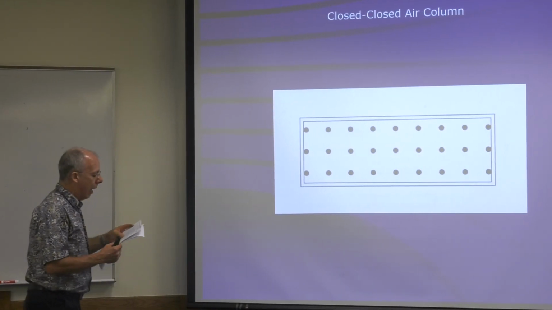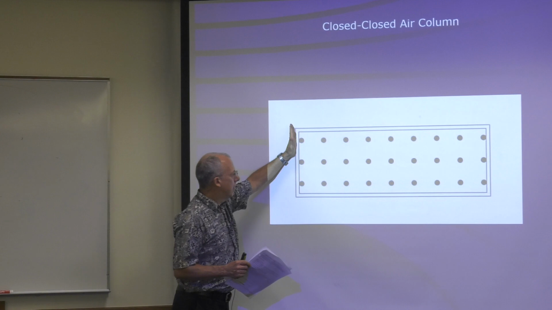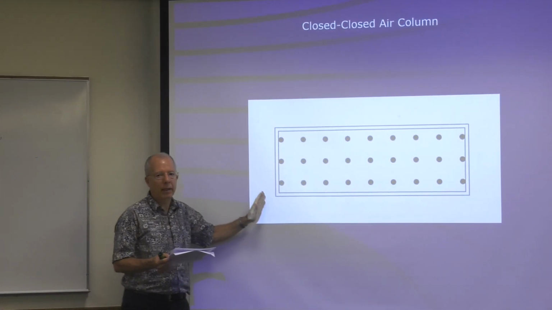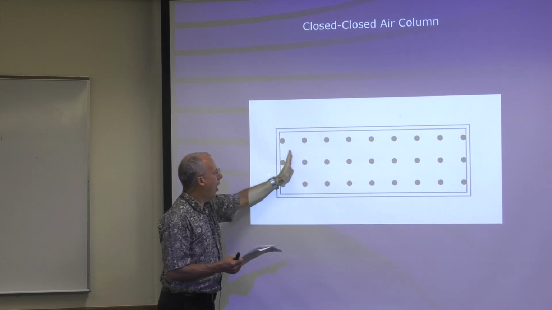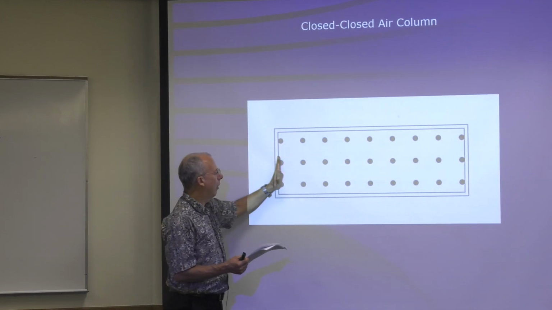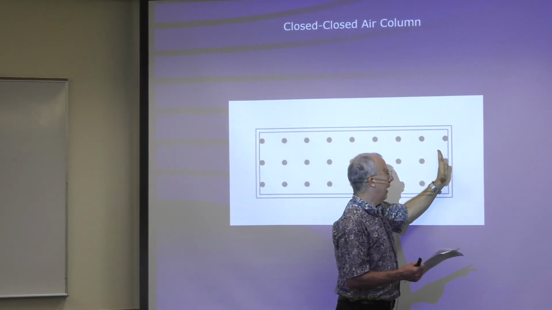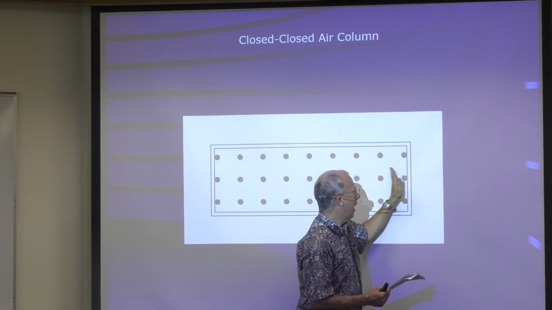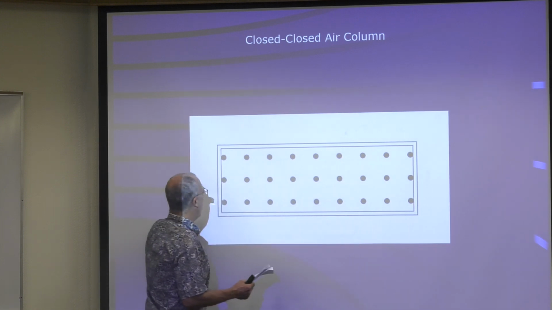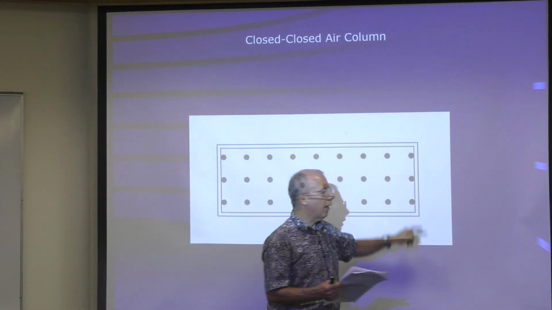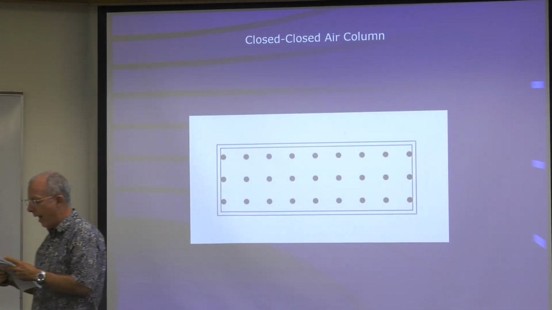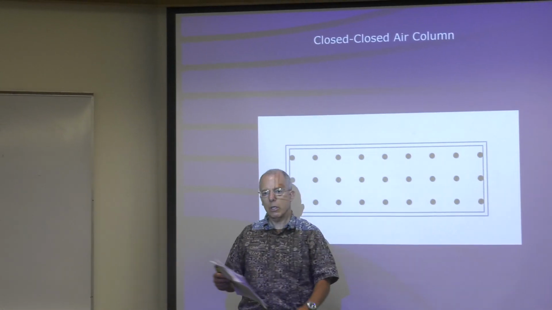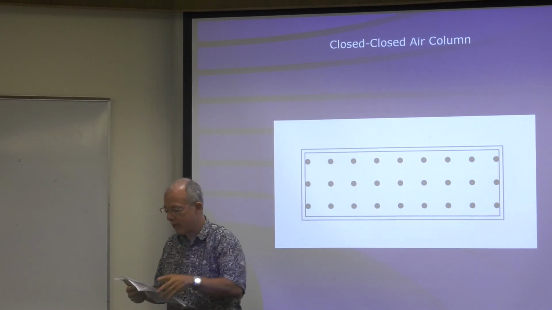Now, look. It's closed here, so the air can't get out. So this air can't oscillate because it can't get out. Same thing here. The air can't move past this end cap, and so the air can't move right here. If the air can't move here, and it can't move there, or it can't oscillate, is this a node or an antinode? Well, it's a node, right? A node is no oscillation.